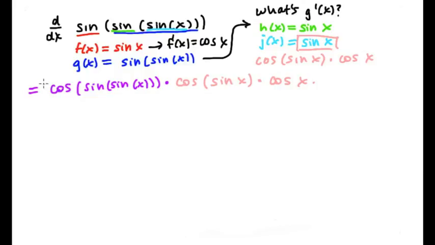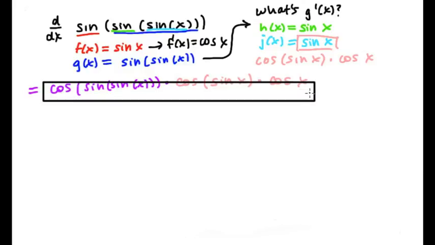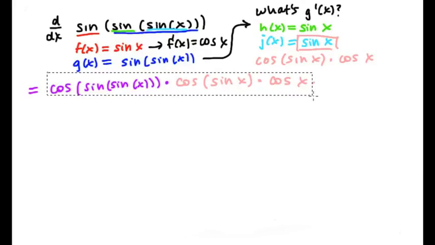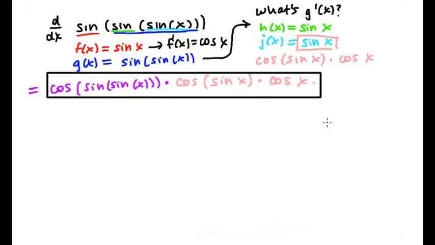So that's kind of cool, isn't it? And you know, it looks almost like a pattern. You have a cosine of two layered sines times a cosine of just one sine, and then multiplied by a cosine with no sines. It's just x.